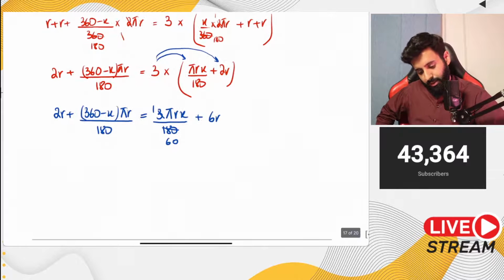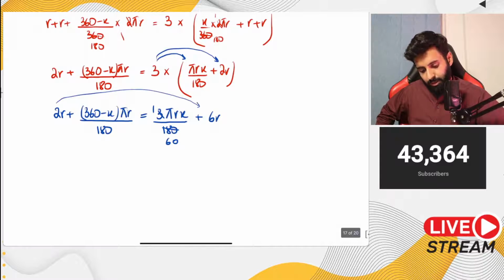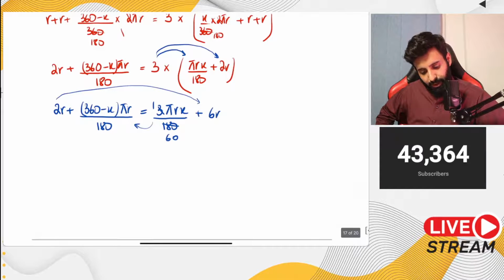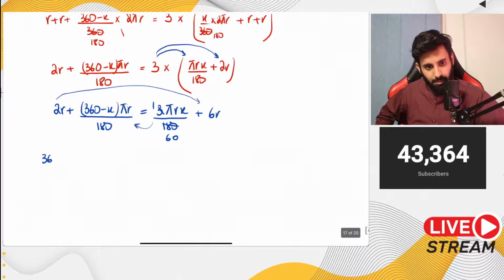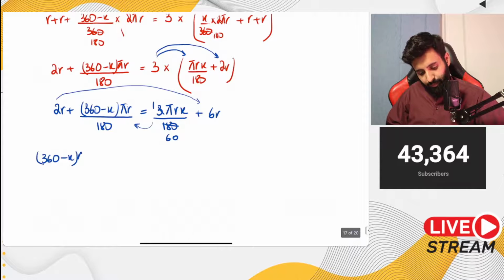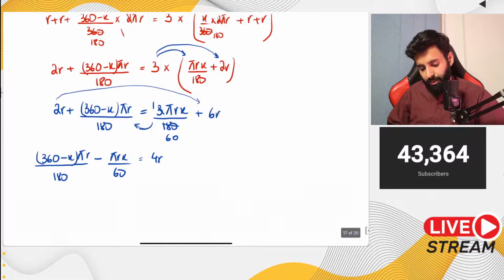Now let's take the 2r on this side, and let's bring this over to the left hand side. So here's what we're looking at. 360 minus x into pi r over 180 minus pi r x over 60 equals 6r minus 2r, which is equal to 4r. Okay, so I've taken this over to the left and 2r over to the right.